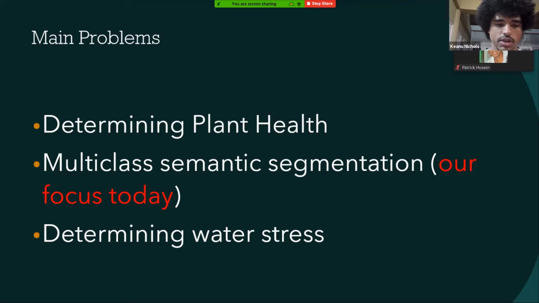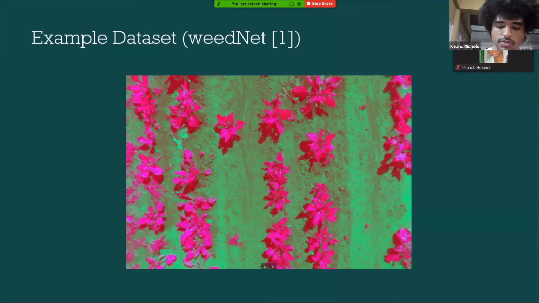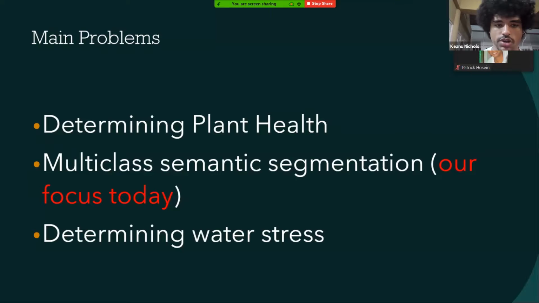Our focus today is going to be on the multi-class semantic segmentation, right? Essentially, we're going to take an aerial image of a farm and determine where the plants are, where the weeds are, and where the background is, right? So that's going to be our focus today.